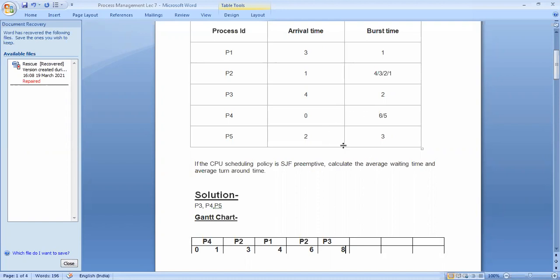Now we'll compare. P3 process is complete. So now we'll compare P4 and P5. Which process will execute first? P5. Good. So P5 process will execute first, and completion time is 11.